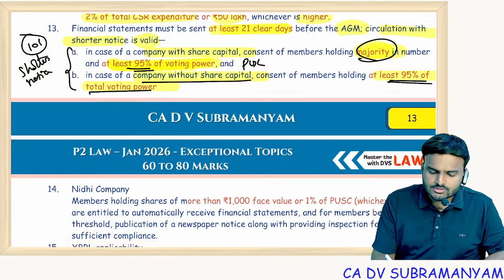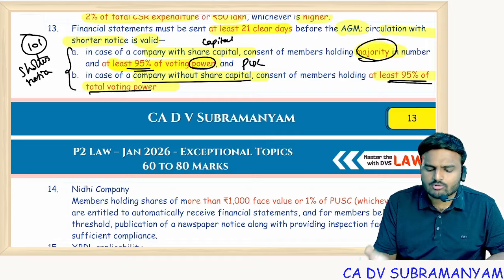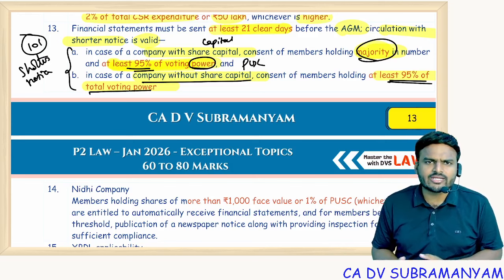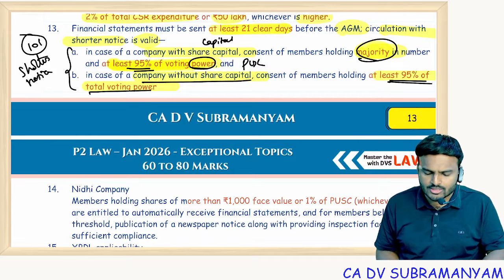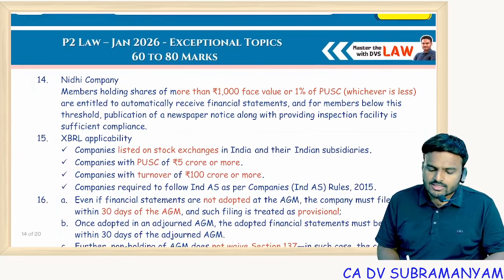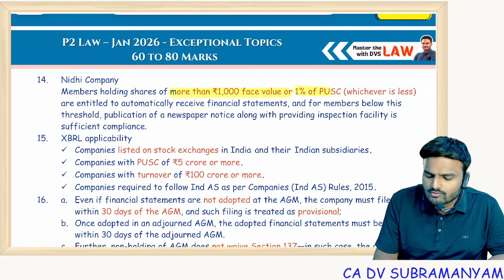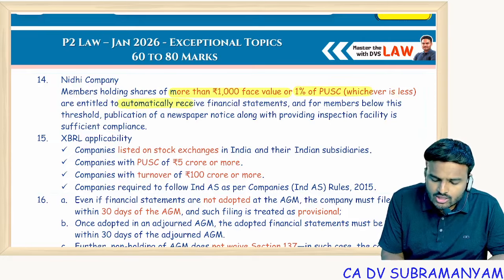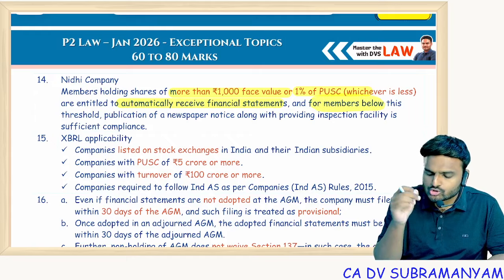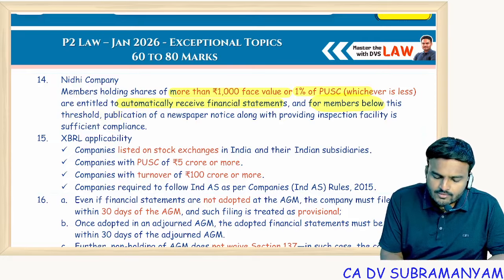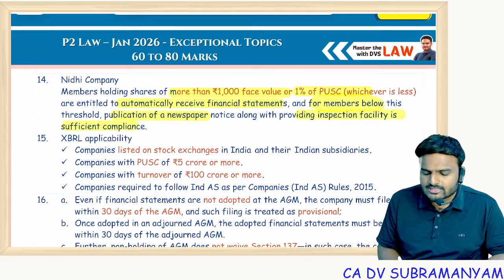So clear? So 95% of the voting capital, that means paid up share capital or voting power. If company is having completely ordinary shares, then 95% of the paid up share capital or 95% of the voting power will be same. Next one, Nidhi company. Remember this point, okay? Members holding shares of more than 1000 face value or 1% of the paid up share capital are entitled to automatically receive financial statements, and for other members, that means small members, for them publication in a newspaper and publication in the notice board which is available for inspection is sufficient.